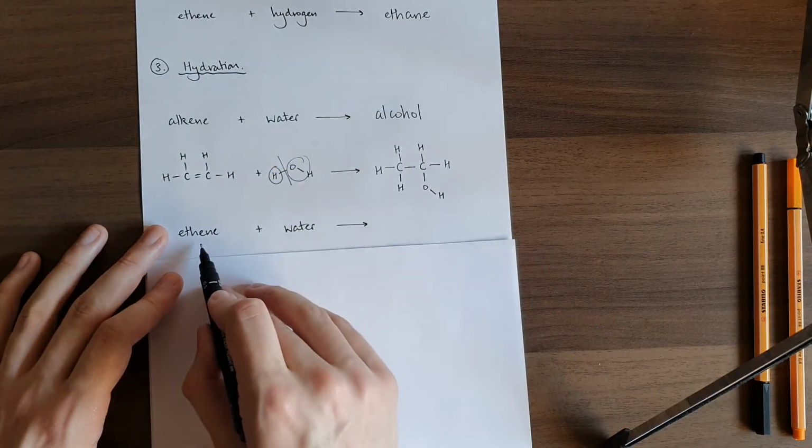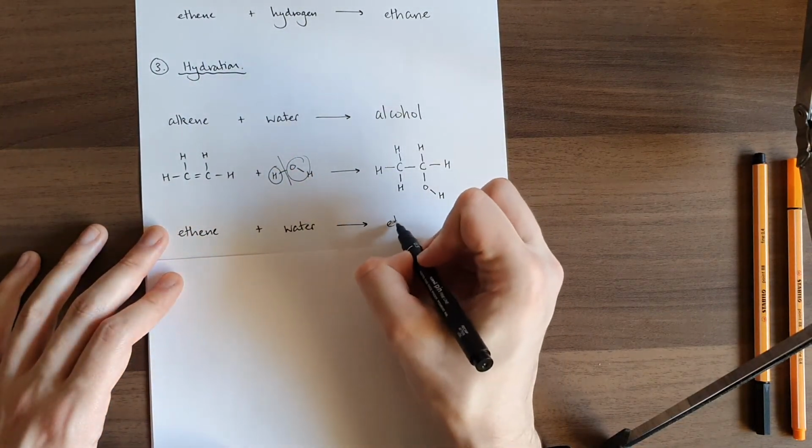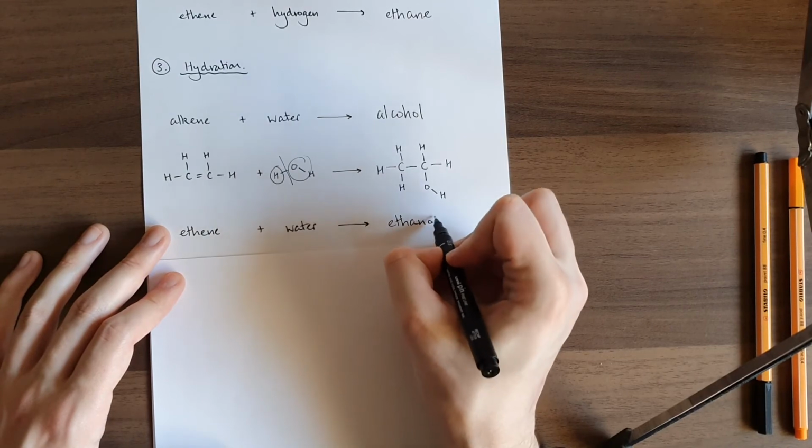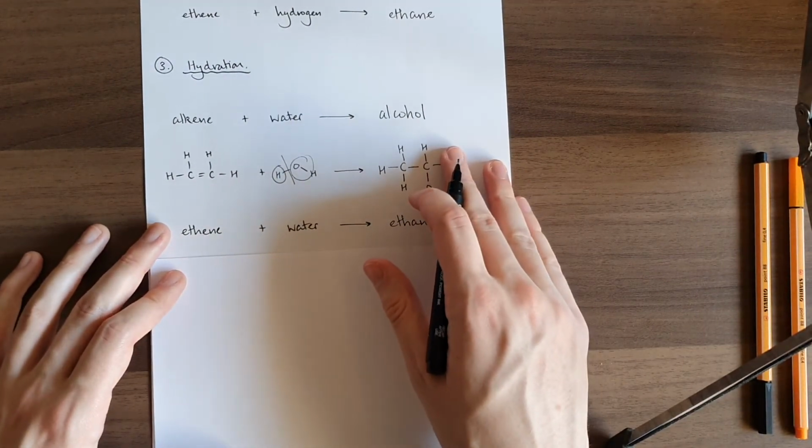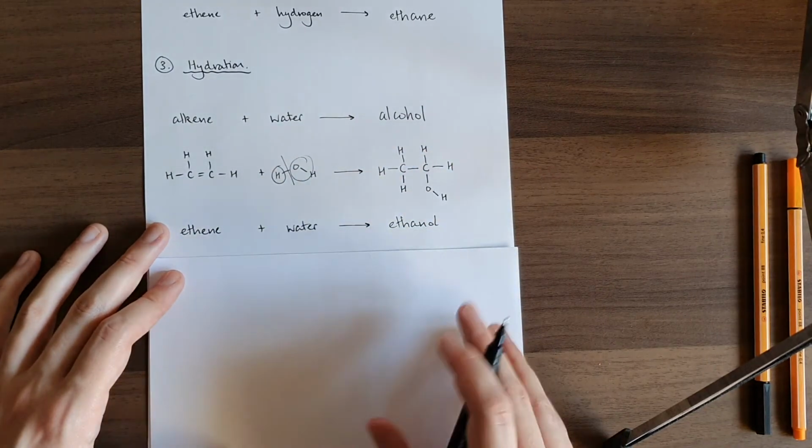So we went from ethene to ethanol, which is one of the simplest alcohols that we can form. And as I say, this will be the focus of the next topic.